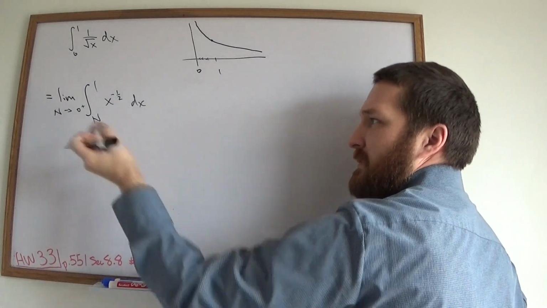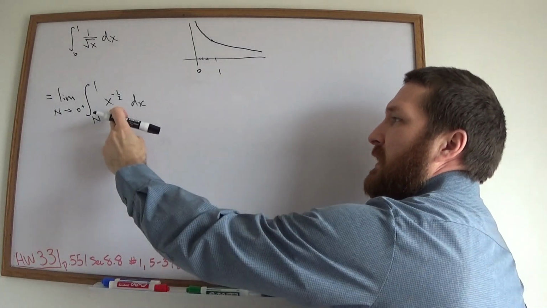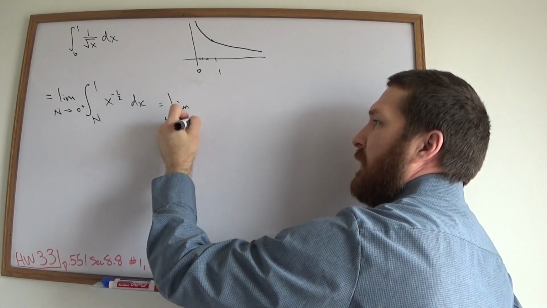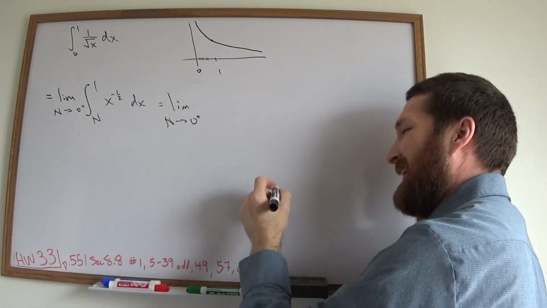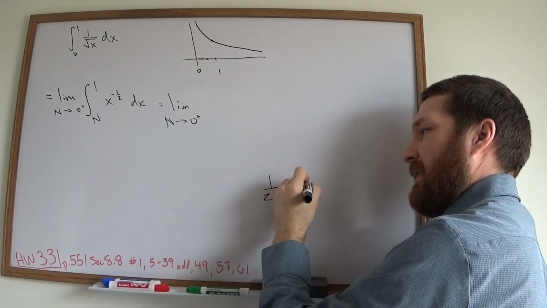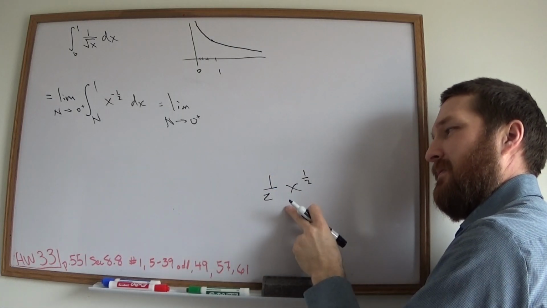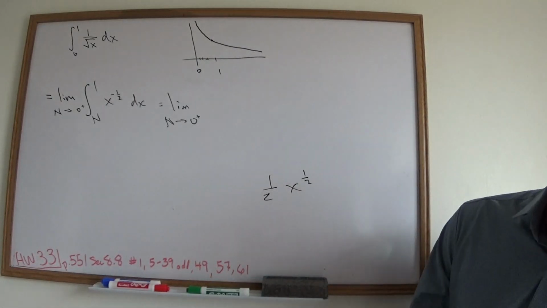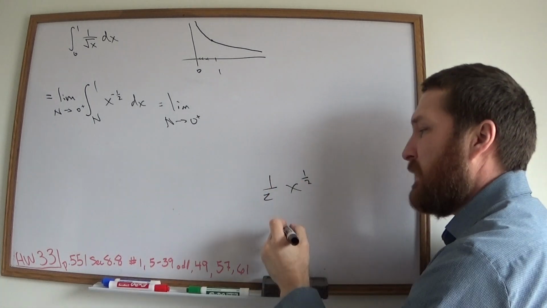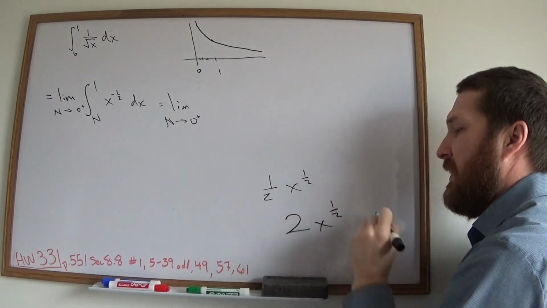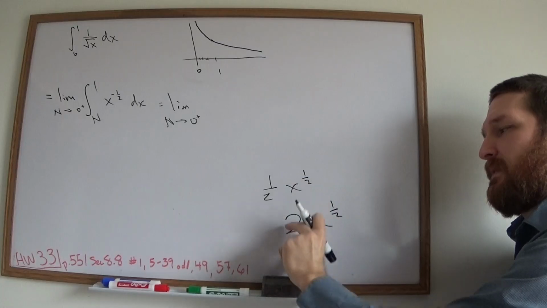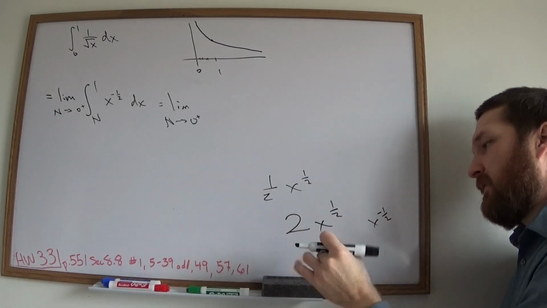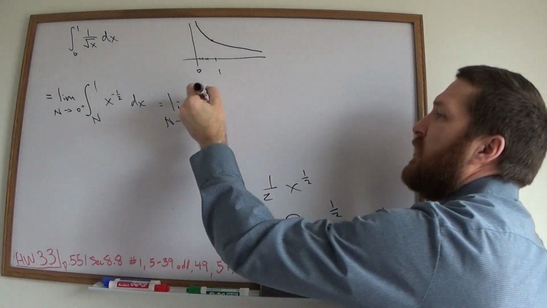So what's the antiderivative of this? Is it 1/2 x to the 1/2? It should be, let's try 2x to the 1/2. Now the 1/2 drops down, kills the 2. Then you get the minus 1 off of it, giving you negative 1/2. Okay.